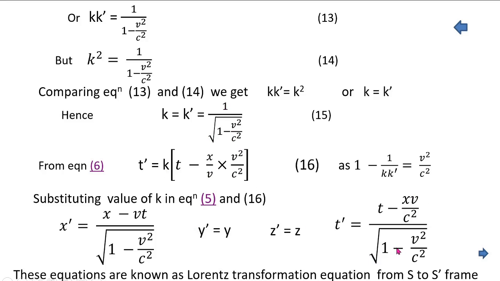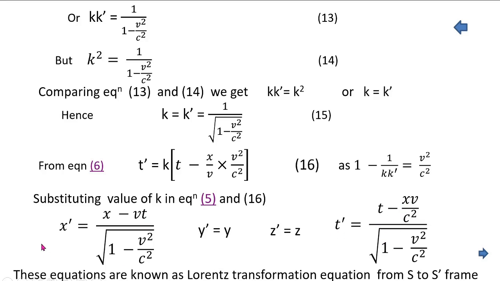Therefore, divided by the square root of 1 minus v square upon c square. These equations are known as the Lorentz transformation equations from S to S dash frame of reference, because on the right hand side, the coordinates are x and t, which are the coordinates of S frame of reference.